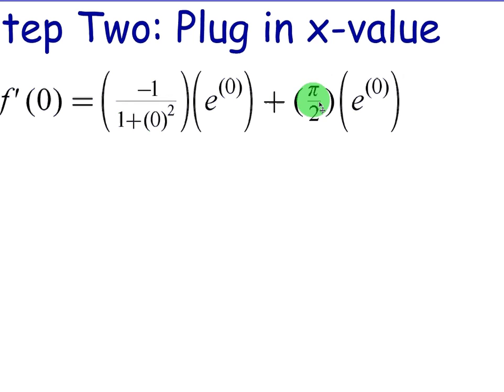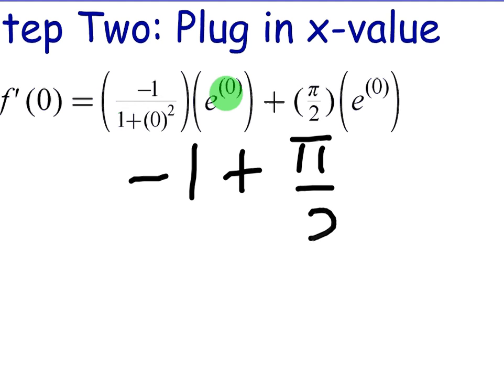So let's simplify this out. Let's look at the left here. You're going to get negative 1 over 1 times 1, right? Because e to the 0 is 1. So on the left, you're going to have negative 1. On the right, e to the 0 is 1, so it's going to be negative 1 plus pi over 2.